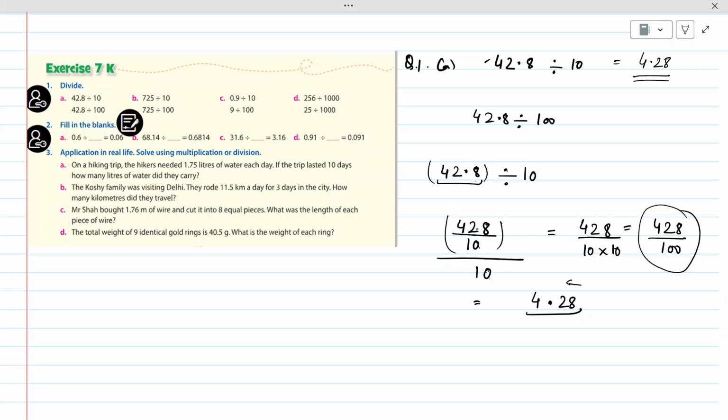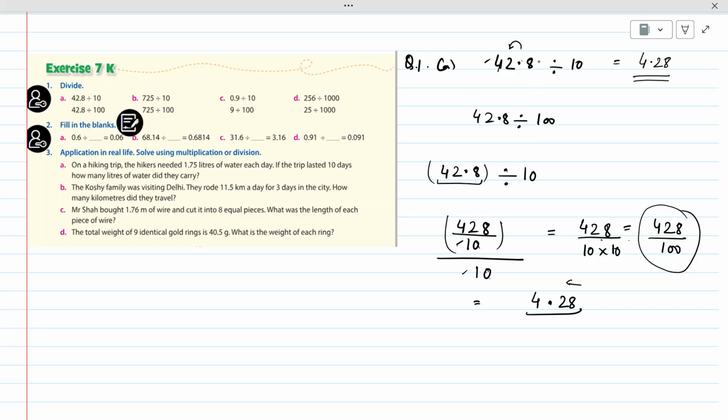Now I can write this as 428 over 10 into 10, so it becomes 428 divided by 100. And when I change it to decimal again, it will become 4.28. Why? Because we have two zeros in the denominator. So the original number 42.8, when divided by 10, has changed to 4.28. So I can say that the decimal point has been shifted one place to the left, right?